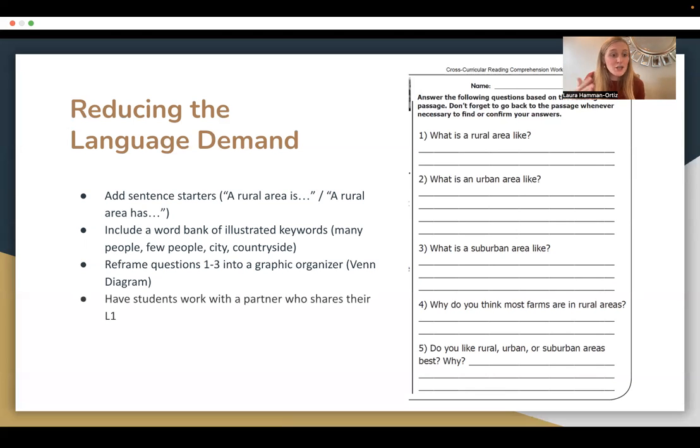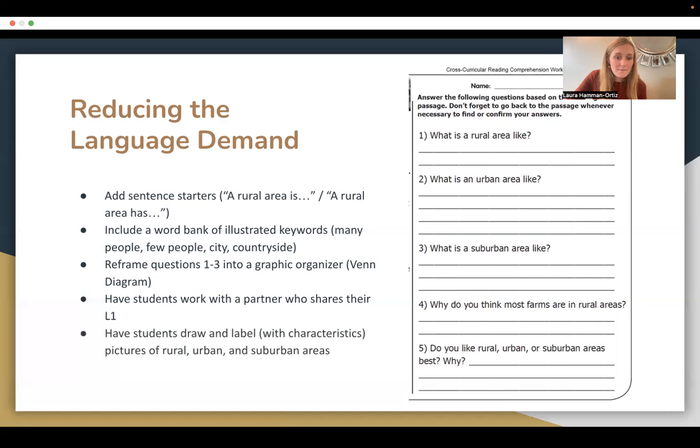You can also have students work with a partner who shares their home language. That's a great strategy that I highly encourage teachers to consider as they're thinking about how they group students in the classroom, because being able to clarify a concept or a term with a peer is a great way to help students still be able to engage with the task at hand, but have that additional support. And as we mentioned with the first item, you can have students draw and label with characteristics, pictures of rural, urban, and suburban areas, rather than simply writing a sentence to describe or to answer each of these questions.